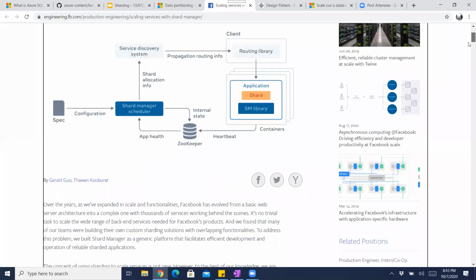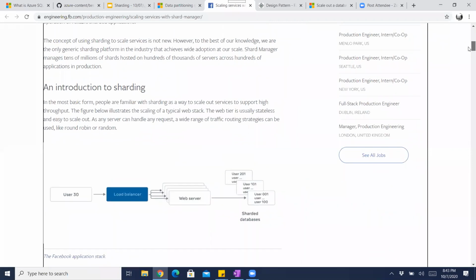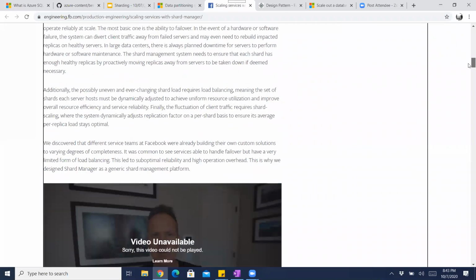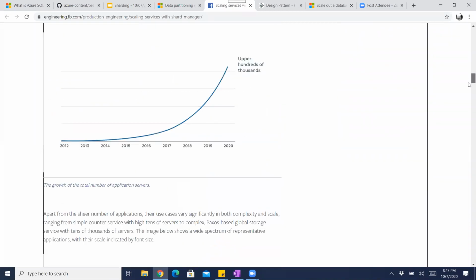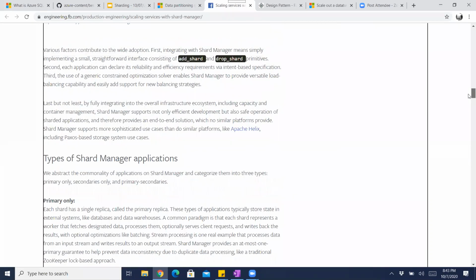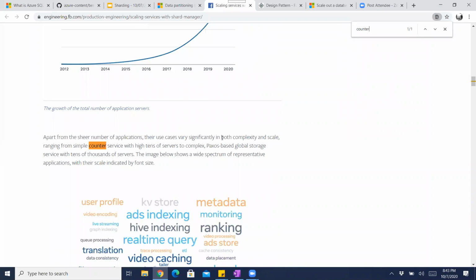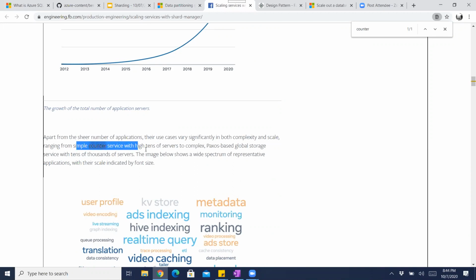So one of the examples they gave here was that there can be an application which is very simple, like maintaining some counter. Here they say how different applications' complexity is different. There can be a simple counter service application which only needs a few servers, versus a global storage service which needs thousands. So their scaling needs can be different.